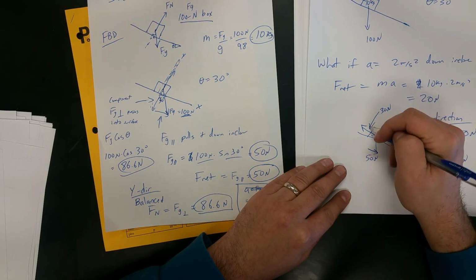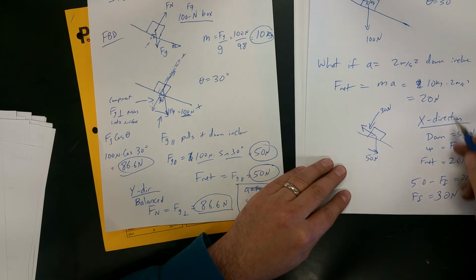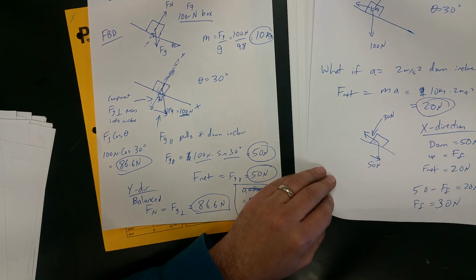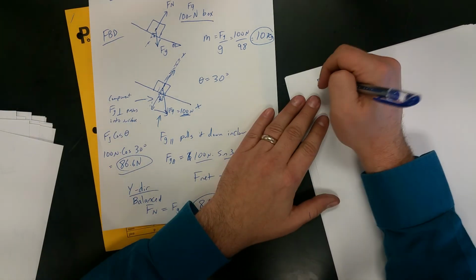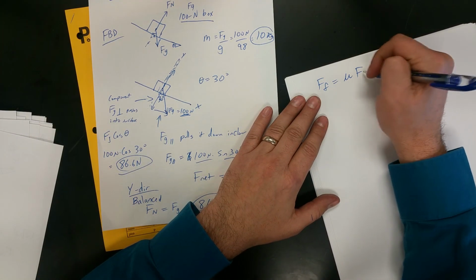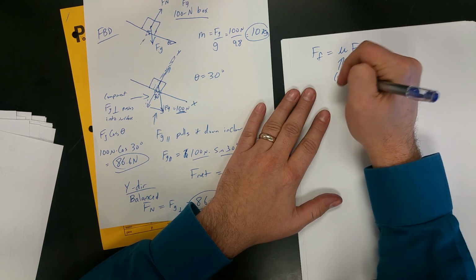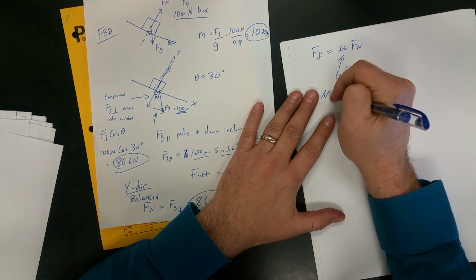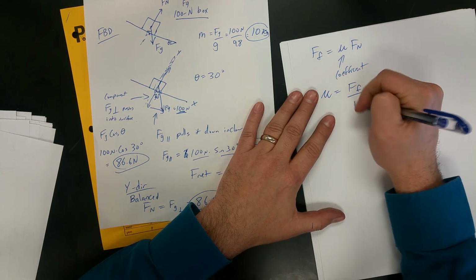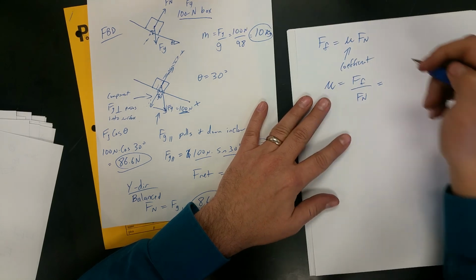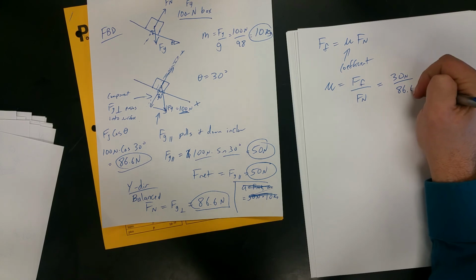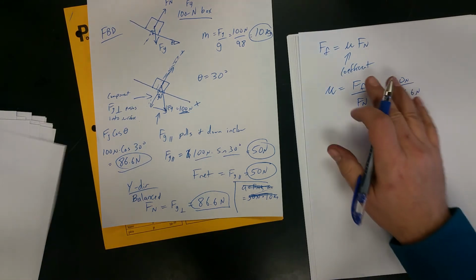50 newtons down minus 30 newtons up gives me a net force of 20 newtons, which is what I found through F equals ma. If you want to take this a step further, you can start introducing laws of friction. So we saw the fun equation, F sub F equals mu times F sub n, where mu is a coefficient that depends only on the two surfaces. So mu is going to equal F sub F over F sub n, which in the last situation was 30 newtons over 86.6 newtons. So that is our force of friction.